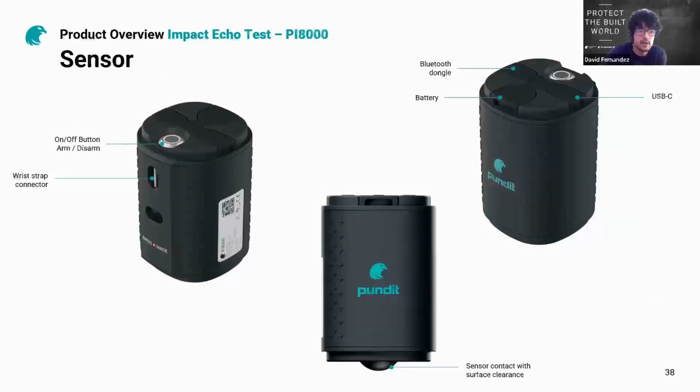Then it's going to have a quick overview of the sensor. So we have this button to arm and disarm the device, and the accelerometer, which is located on the bottom of the sensor. And then we have this USB-C cable to connect with the computer, just in case you need to update the firmware. We have the Bluetooth dongle. This is relying on Bluetooth technology to connect to the iPad, and the battery is a AA battery. And this is a rechargeable battery, but you can always use your own batteries here.